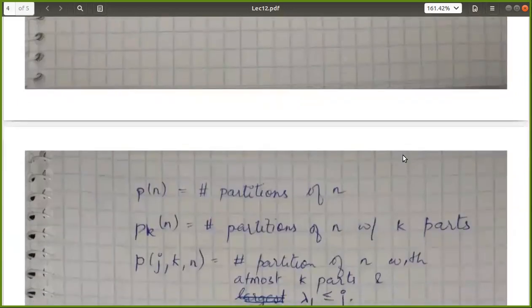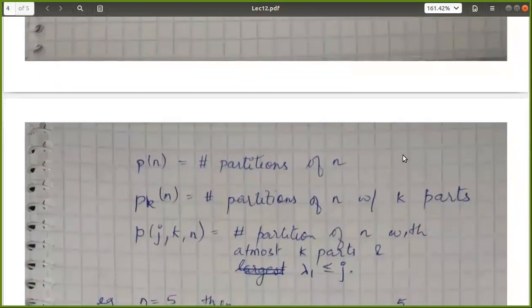Now, some notations. I'm sorry. This is fine now. Okay.